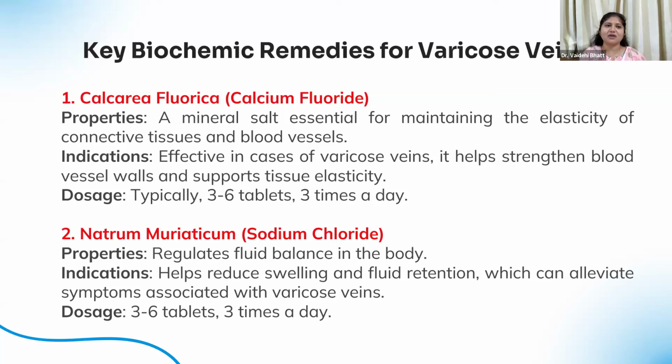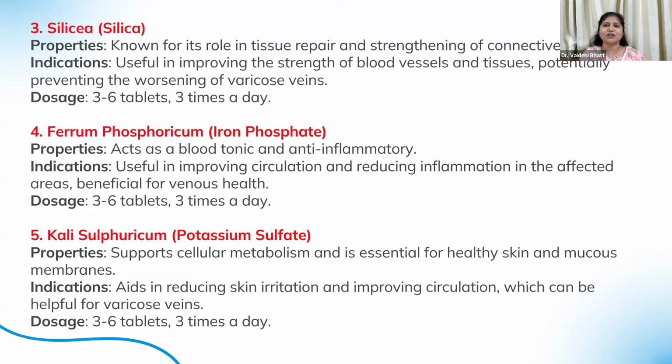And then Silicea will play an important role in repairing the tissue and strengthening the connective tissue, and that will help in improving blood circulation and recovering the ulcers also. And then Ferrum phosphoricum acts as a blood tonic, having an anti-inflammatory activity, which helps us to develop proper circulation, and with the reducing of the inflammation, that will lead to a decrease in pain.